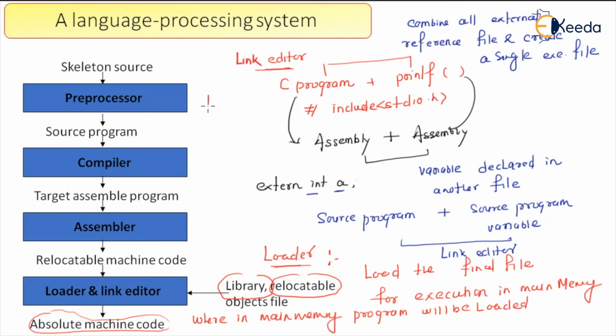So that is the language processing system. We have an order among link editor and loader, though they are written together. The first thing done is the link editor, whose first responsibility is to resolve all the external references, and finally comes the loader.